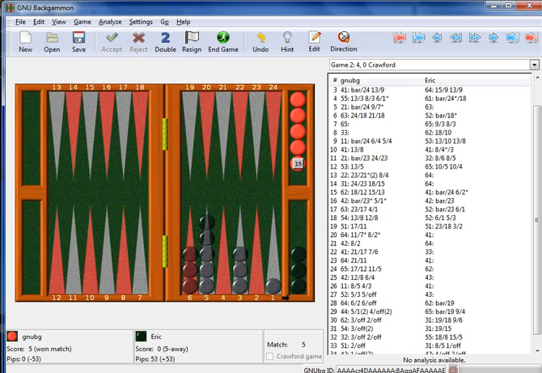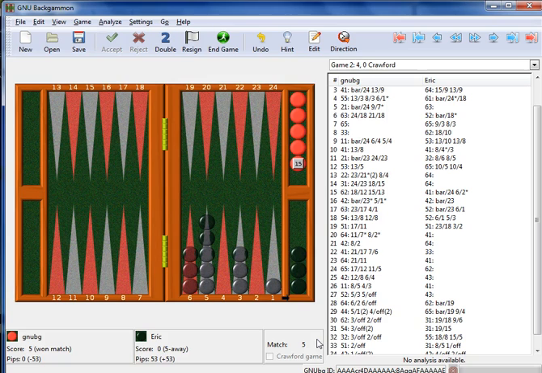But in this video, I've already played a match, a 5-point match with the computer. I'm Eric, black, and GNU BG is red, and you can see GNU BG won the match 5-0. So, of course, that's common, to lose to the computer.